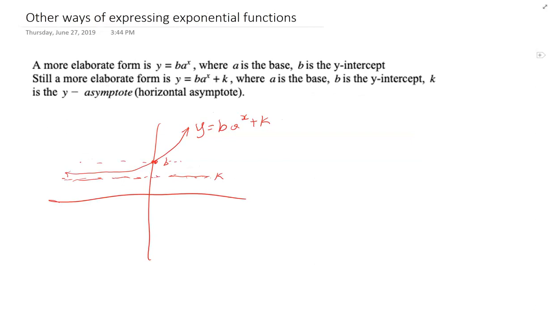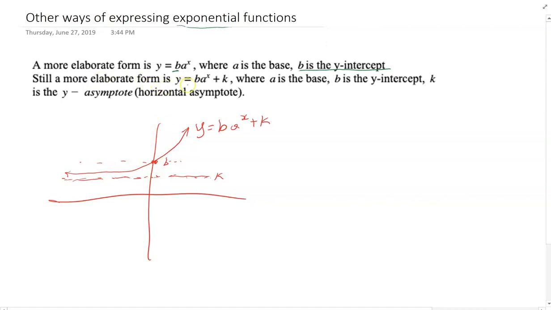Now, more elaborate ways of expressing exponential functions. Suppose we had another constant times the exponential function a to the x, such as y equals b times a to the x. Here b is your y-intercept, okay? So that will shift the intercept up from 0, 1 to whatever number b is.